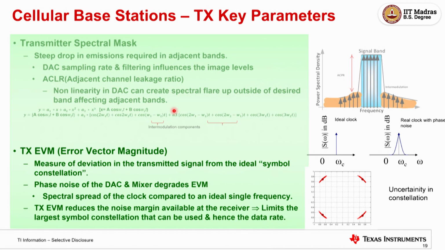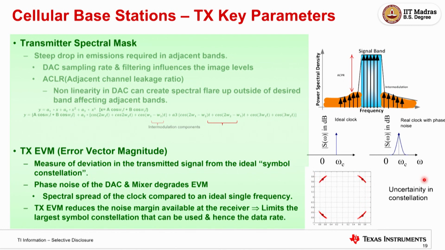The other is error vector magnitude. This is a little complicated, so I'll just tell it in a word. We saw this constellation, where you can have 4 by 4. I have taken a case which is just 2 by 2, just 4 points. These dot points are the ideal ones.